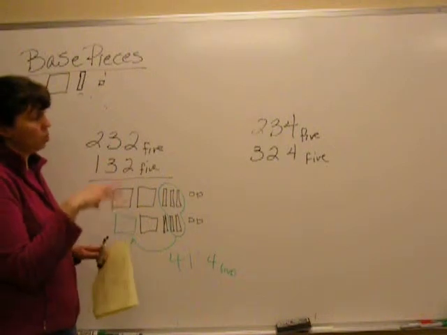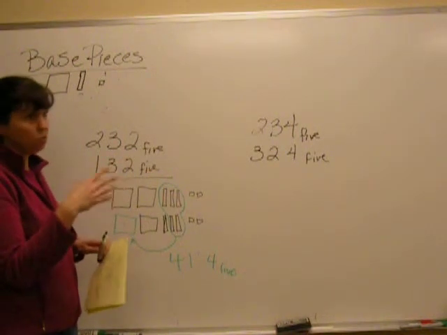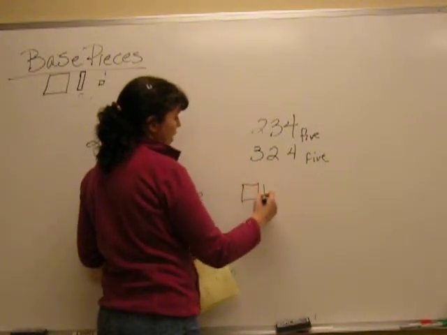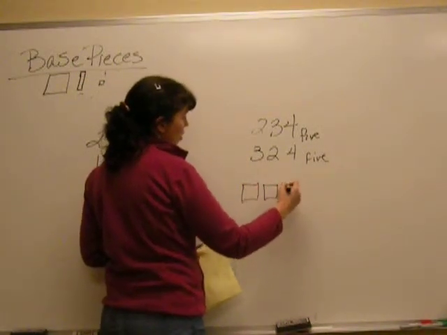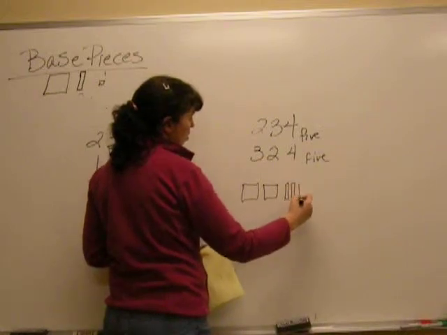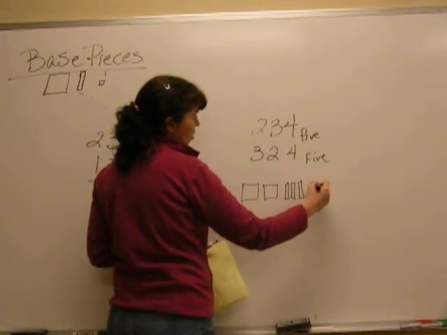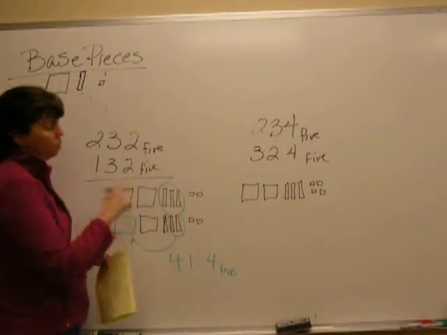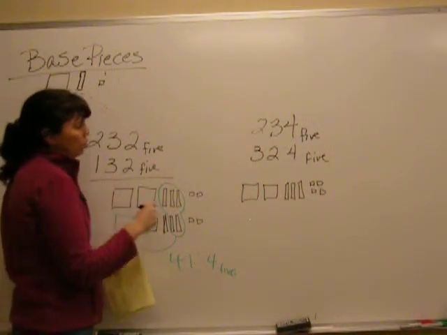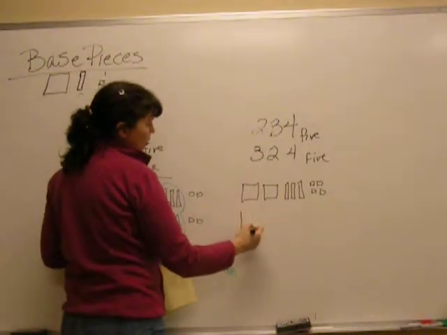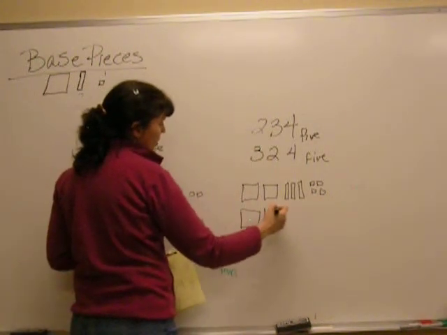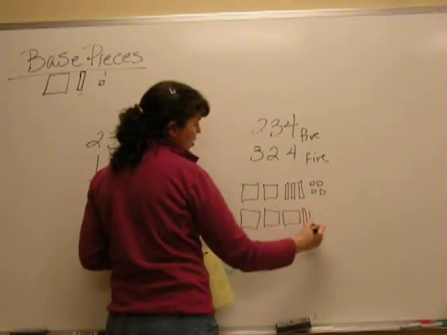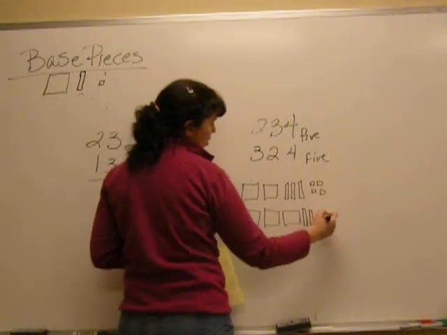Okay, first thing, either using your base pieces, represent these, or draw them out. I'm going to draw mine. So I have 2 flats, 3 longs, 4 units. Okay? You can see that my units start to lose their shape. Okay, here I'm going to do 3 flats, 2 longs, and 4 units also.